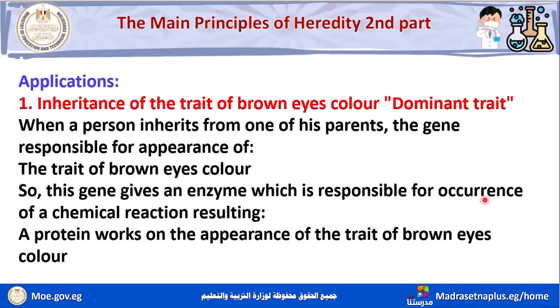Application number one, inheritance of the trait of brown eye color, dominant trait. When a person inherits from one of his parents the gene responsible for the appearance of the trait of brown eye color, this gene gives an enzyme which is responsible for the occurrence of a chemical reaction, resulting in a protein that works on the appearance of the trait of brown eye color.